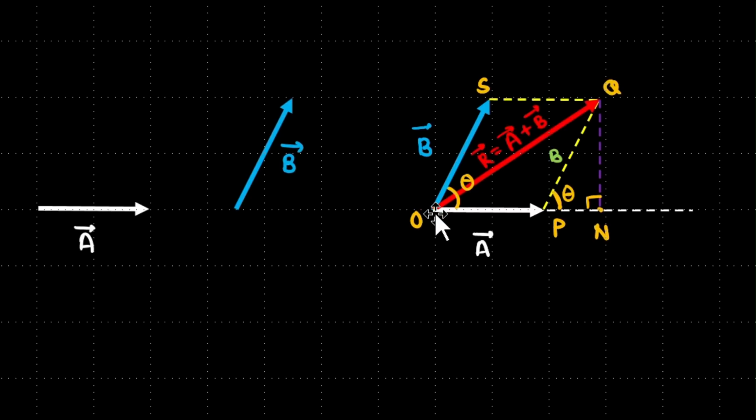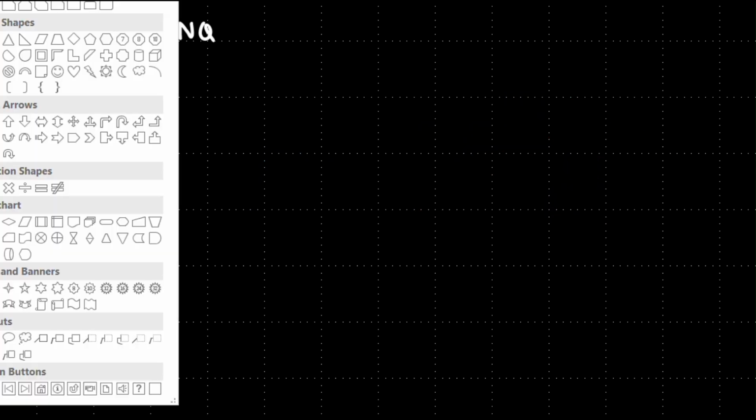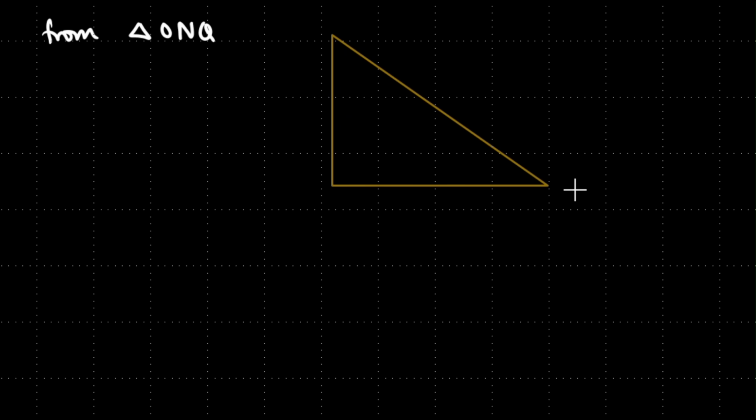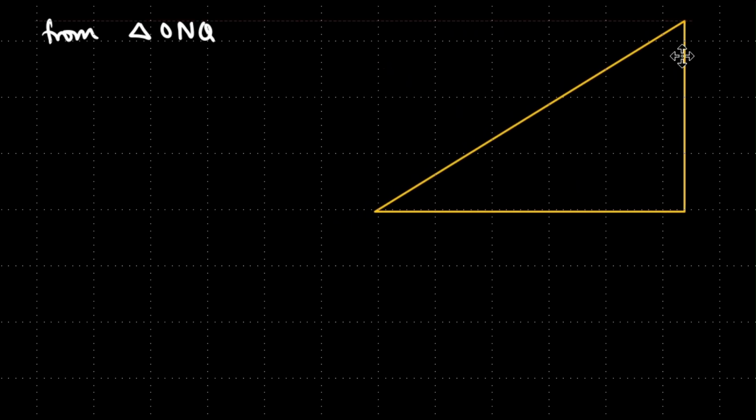Okay, so now let's look at another triangle. From triangle OQN. So what is triangle OQN? It's actually just a triangle. Let's see, O and Q. So we are talking about this triangle. Let's make the triangle, obviously. There's the right angle triangle. Let's make it like that, and rotate it. Let's go back and fill out what we need to fill out.